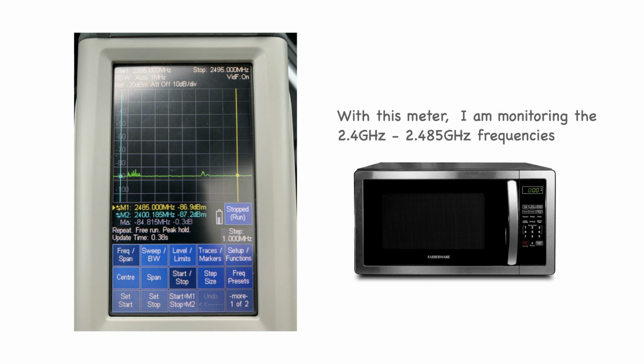As you can see, I've been running my spectrum analyzer for the last several minutes. The frequencies I'm monitoring with it are in the 2.4 gigahertz span. With this meter I'm scanning the 2.4 gigahertz frequency all the way up to 2.485 gigahertz, so I'm scanning all of the frequencies in that span. This is the frequency range where our 2.4 gigahertz Wi-Fi operates. It's where our Bluetooth devices operate, and it's where some baby monitors operate.